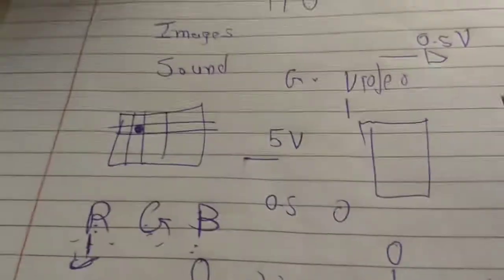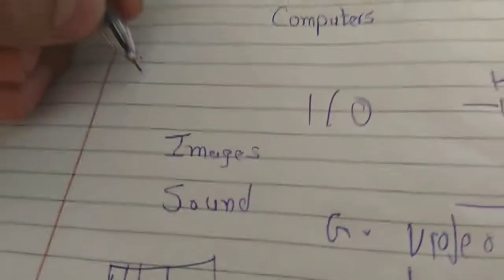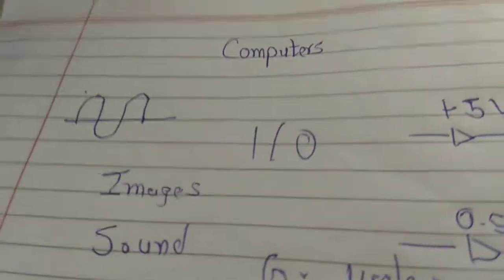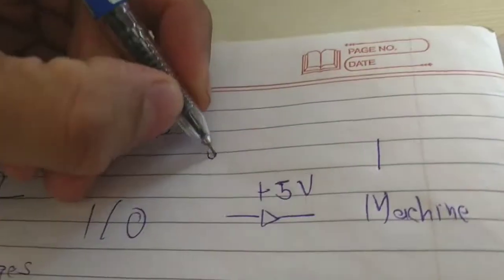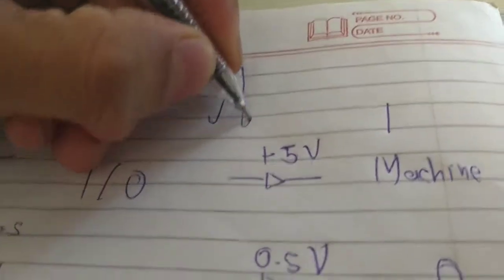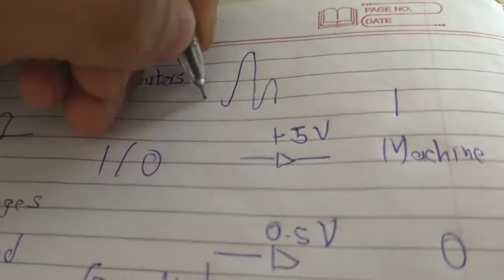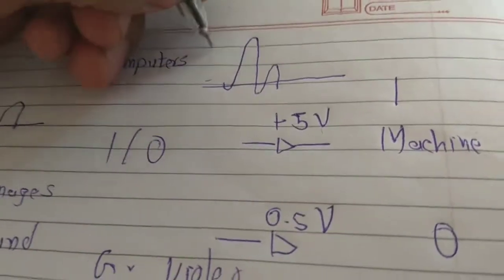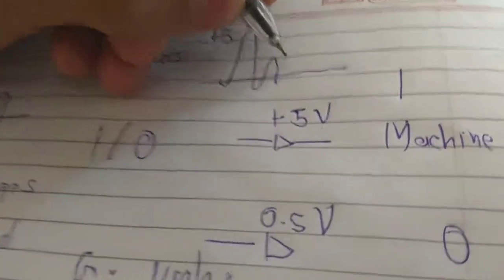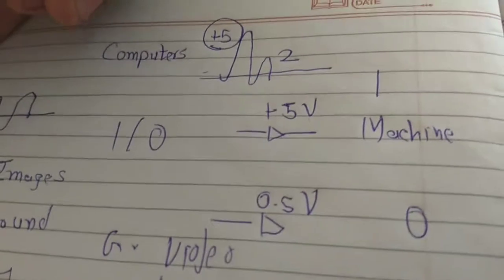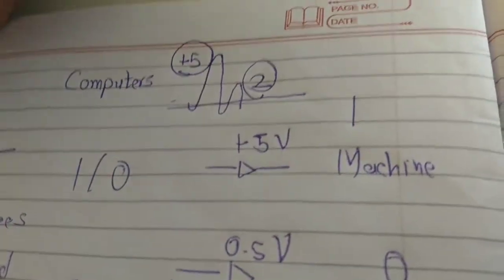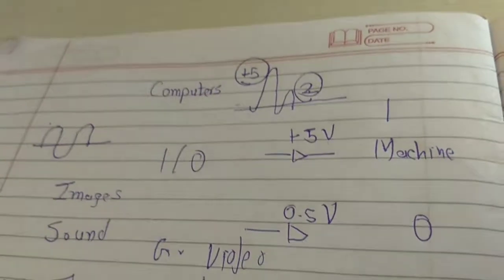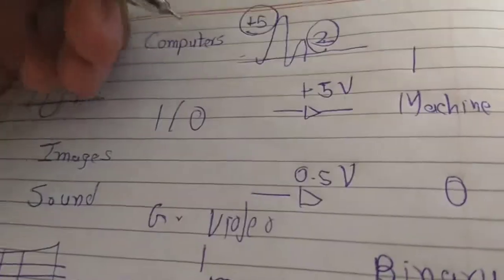Now let's talk about sound. Sound can be represented in graphs. If it is a high frequency sound, the graph will be high, and if it is a low frequency sound, it will be low. So the whole thing is represented in a graph. We can say this is 5 if this is 2, and you know how to represent 5 and how to represent 2. So sound can also be considered in the binary system.